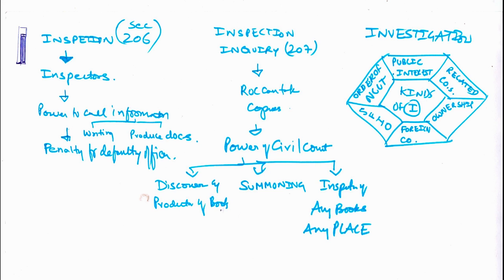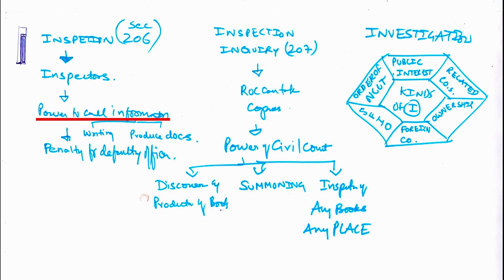So now let us come to section 206, inspection. What is inspection? Inspection is done by inspectors. Inspectors are appointed by the MCA or through the ROC. They are government officials who will go and inspect the records of a company as and when required under section 206.